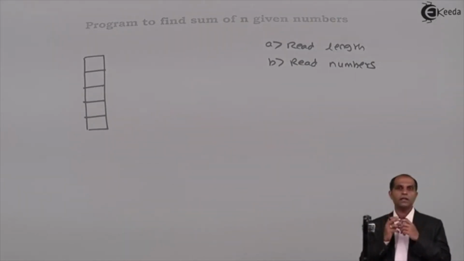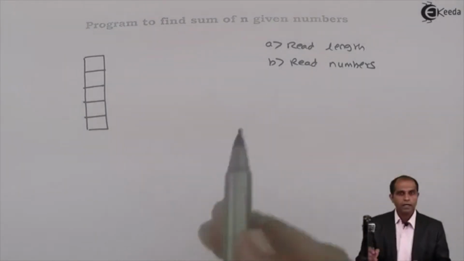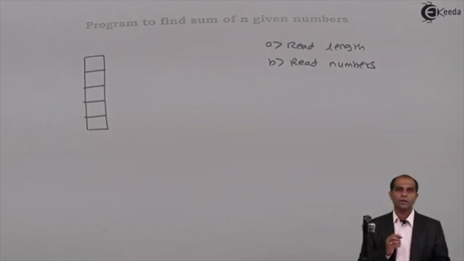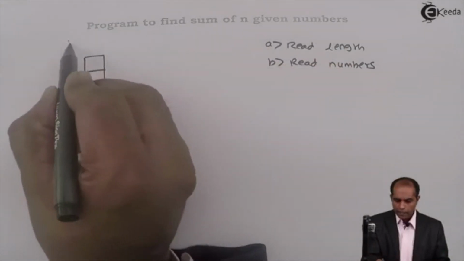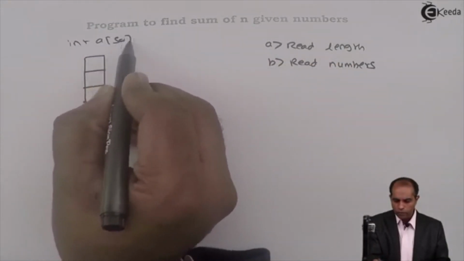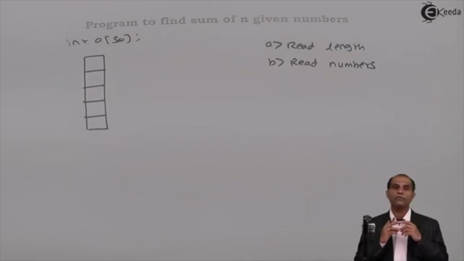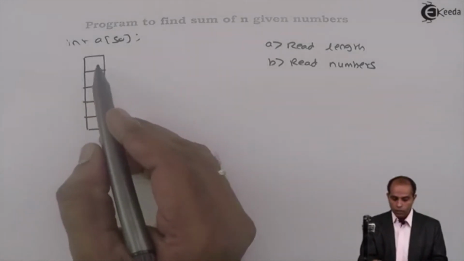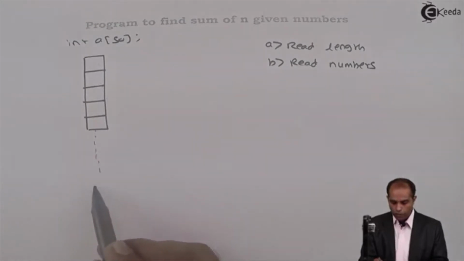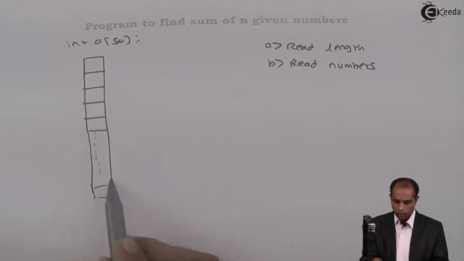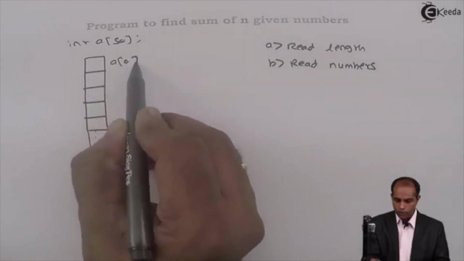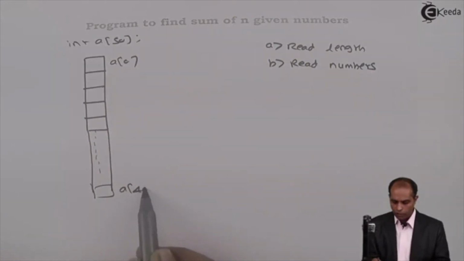Now when I say length of the array, can I allocate the size as per the length? No, not possible. Irrespective of the length, I have to always declare the array. So I'll declare an array as int a of 50, believing that the user is going to have a maximum of 50 numbers. The user will not go beyond 50 numbers. So when I say int a of 50, this will have a storage space of 50 values, where the first index is a of 0 and the 50th index is a of 49.